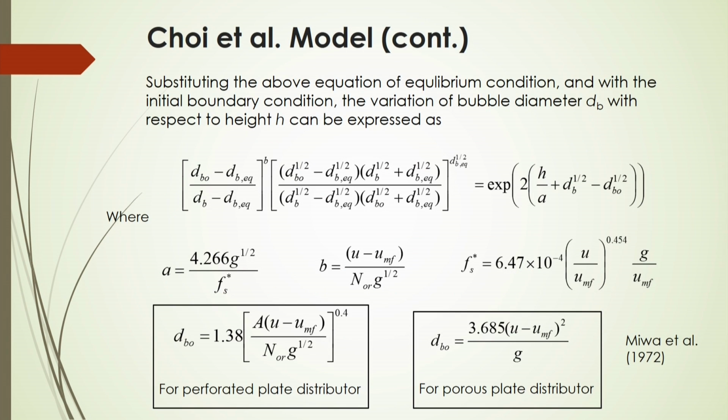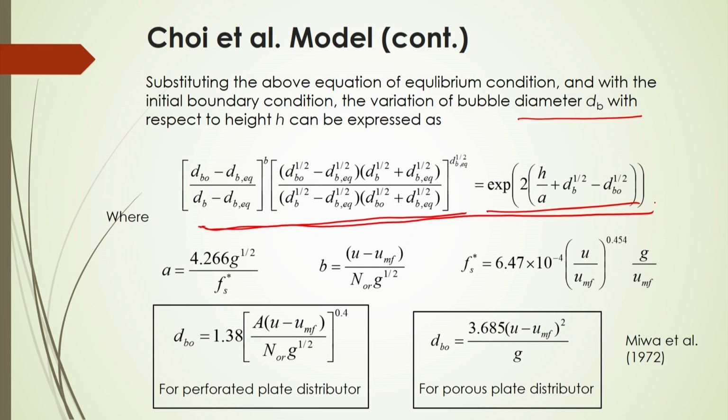And substituting into the above equilibrium equation, with the initial boundary condition, the variation of bubble diameter d b with respect to height h can then be expressed by this equation here. From this equation you will be able to calculate the bubble diameter at its equilibrium condition, that means where bubble coalescence and breakup frequencies are the same.